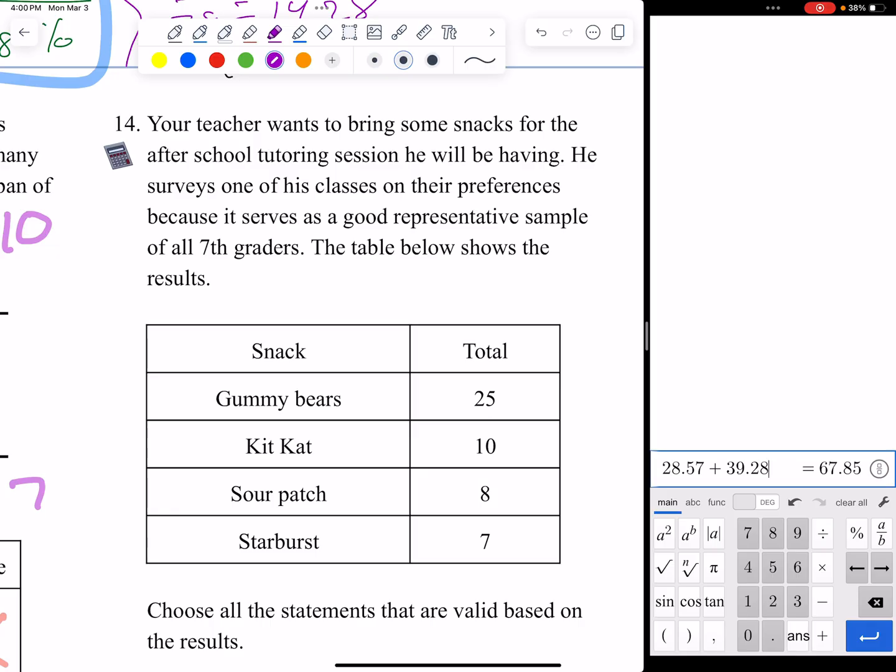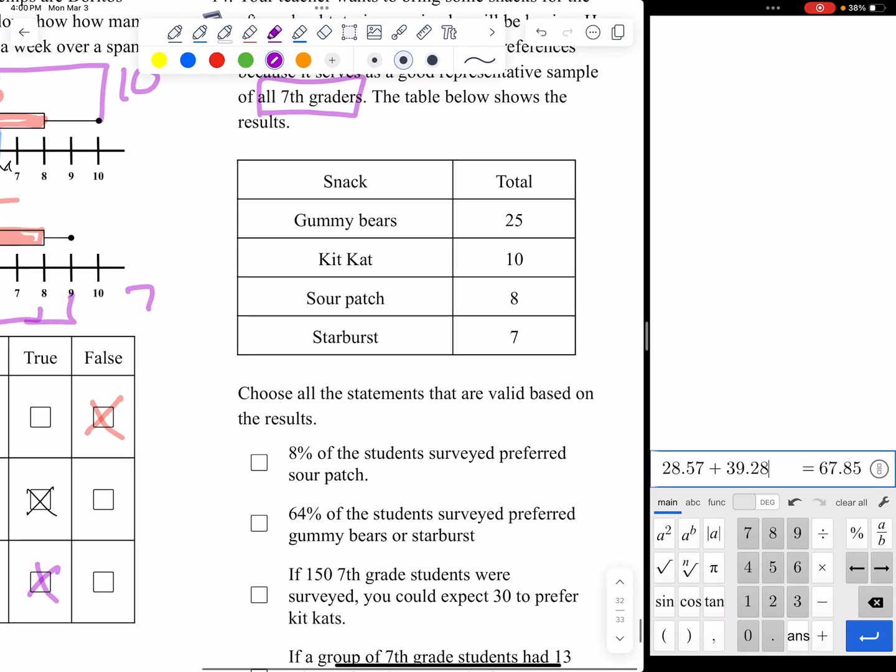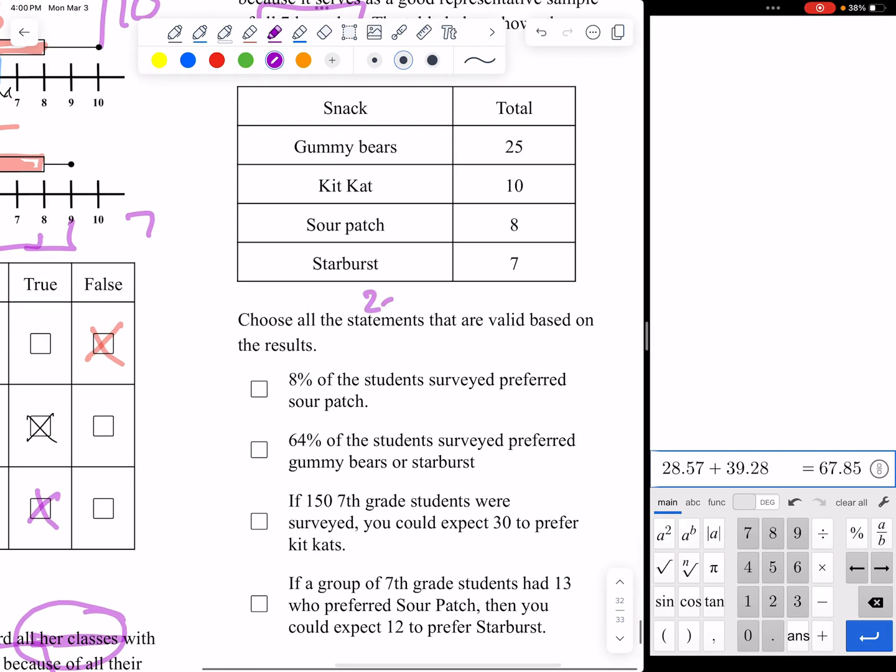He surveys one of his classes on their preferences because it serves as a good representative sample for all seventh graders. Okay, so I guess his class is a good representation of all seventh grade. The table below shows the results. Choose all statements. So if there's four, I'm going to pick 2 or 3 that are valid based on the results.